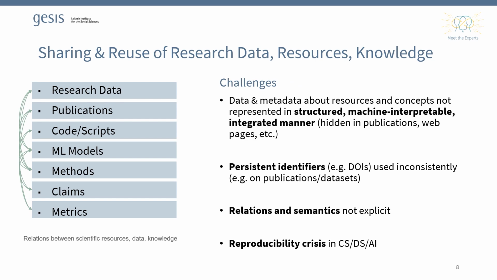In the context of sharing and reusing research data and other resources, the following challenges arise. Data and metadata about resources and concepts is often not represented in a structured, machine-interpretable, and integrated manner. It is often hidden in publications or web pages. Persistent identifiers are often used inconsistently. Also, relations and semantics between resources, like between research data and publications, are often not explicit, which also makes it difficult to reproduce research results.